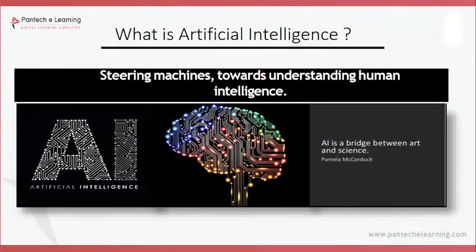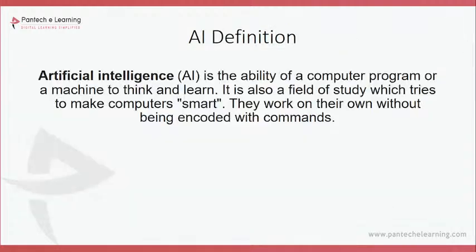So what is artificial intelligence? In general terms, we are going to train a machine with some intelligent data. Example: robotics. Robots are machines trained towards understanding human intelligence. Artificial intelligence is a technology that enables a machine to simulate human behavior. This is the definition. Artificial intelligence is the ability of a computer program or machine to think and learn. It is also a field of study which tries to make computers smart, so they work on their own without being encoded with commands.